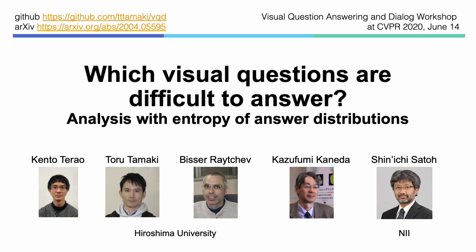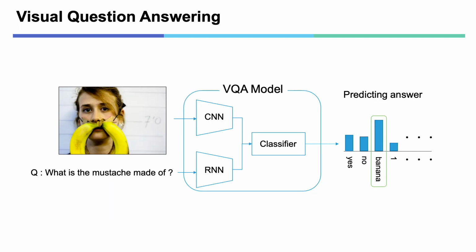When you train a VQA model, you may have a question. Which visual questions are difficult to answer? Our work provides a way to find them. Typically, a VQA model predicts an answer distribution to a question text and image.